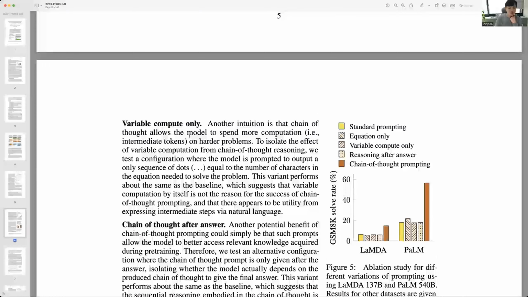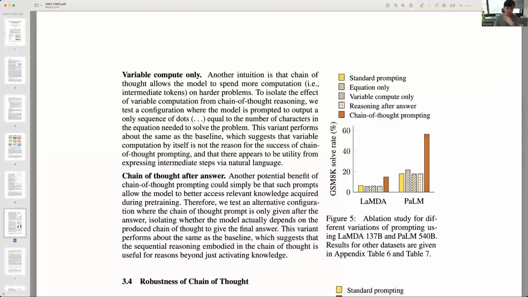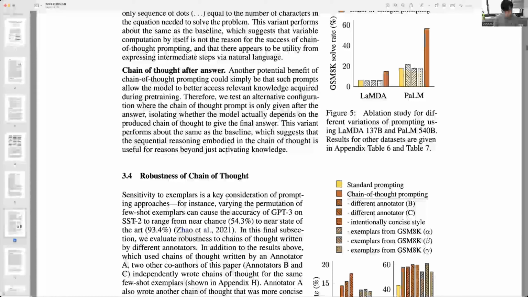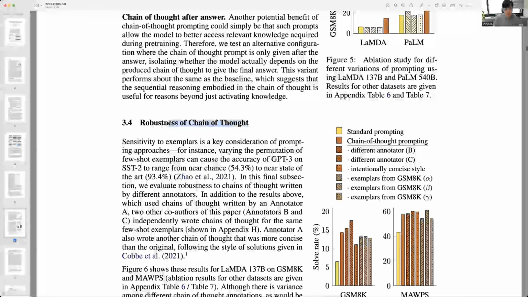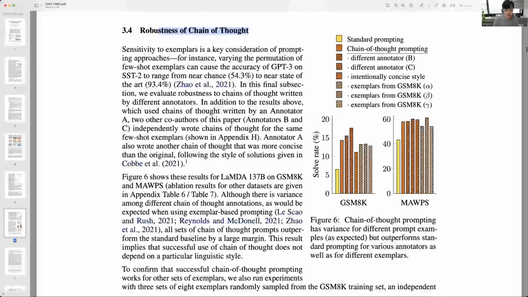It's definitely because the model is trained to first generate the explanation. And they're also saying that chain of thought is very robust to the different examples given in the prompt. So you can also read this if you're interested.